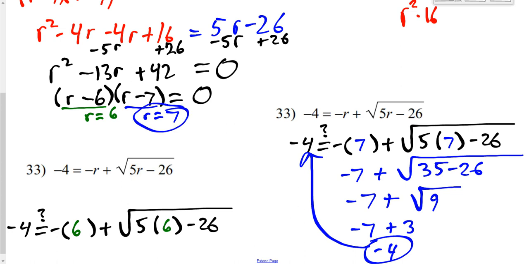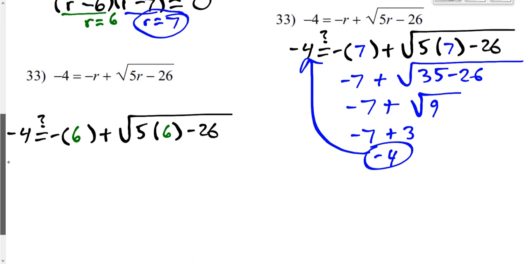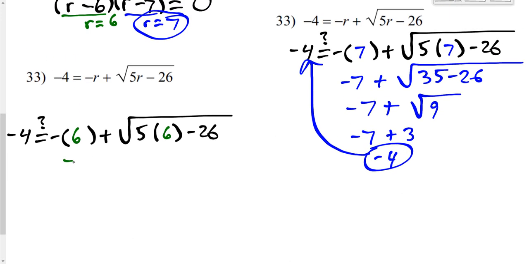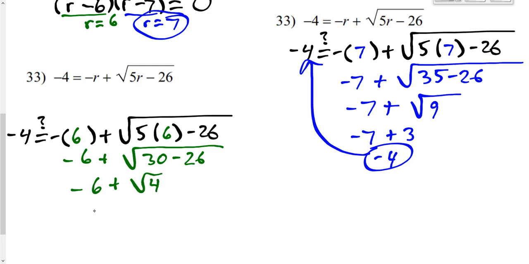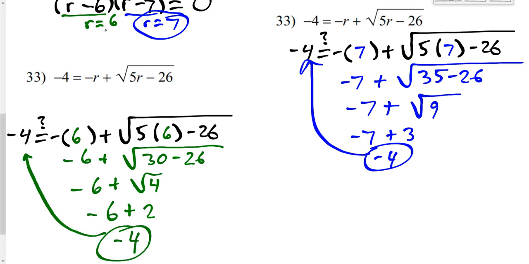I got to also simplify that down with my black and green by plugging in this. And then I get the square root of a 30 minus 26. And then I get the square root of 4. And that also matches. And I get both answers working.